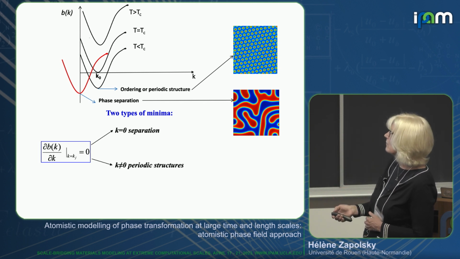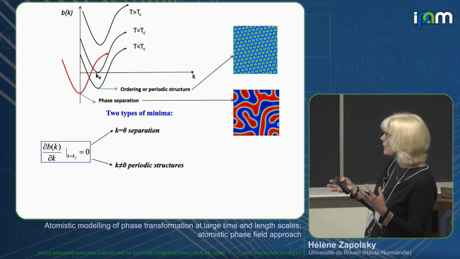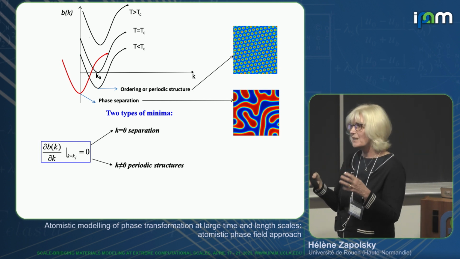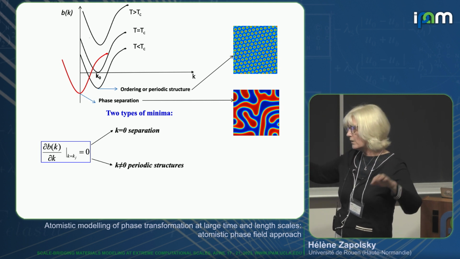In the first situation, if the minimum of this function is situated at k equals 0, we will have separation dynamics, because the AB atom or AB concentration will go as far as possible, since the minimum is at k equals 0, R equals infinite.